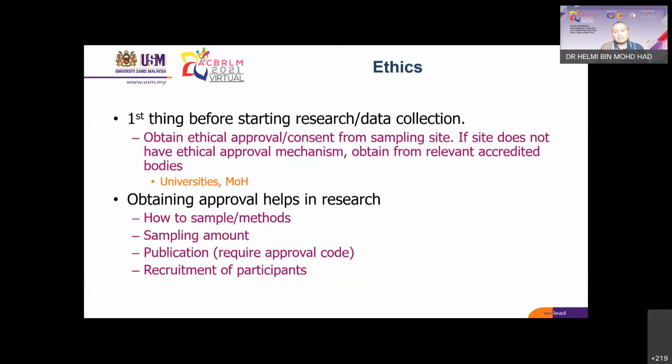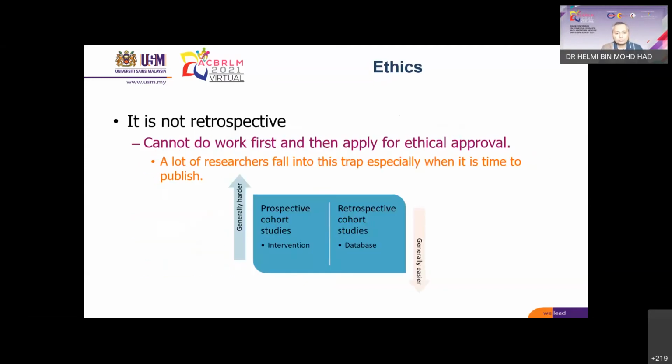So ethical approval helps you in a lot of aspects in your research. It helps you in your sampling, because it helps you in determining your sample size. The ethics committee will look at your ethical requirements and say whether your sample size is enough or not enough, whether you need to collect more, whether the safety, the storage, and the cost, everything, they will look at under the ethics approval. And then recruitment. And then publication will require a code from the ethical committee or the ethical body, which issues the code to you. So ethical approval is not retrospective.